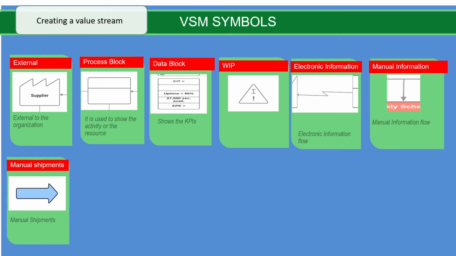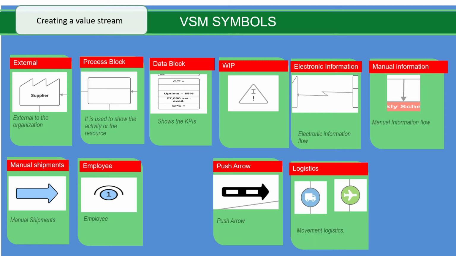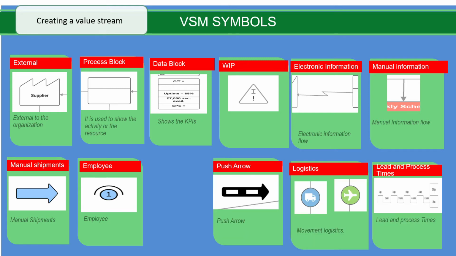The right arrow denotes manual shipments. This is the symbol for an employee. It also denotes the number of employees it takes to complete a task. Push arrow and logistics symbols are as shown. Finally, the lead and process times are marked below each activity and also as a summary.